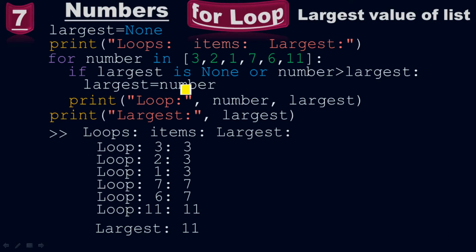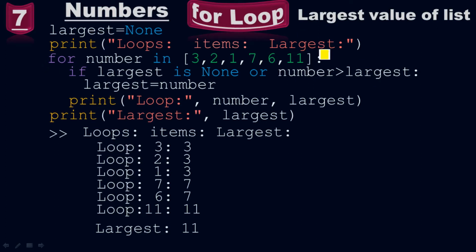What was that number? That number was 7. So 7 is the largest value now. Similarly, when it iterates over 6, 6 is the number by now. What was the previous largest value? The previous largest value was 7. No, 6 is not greater than 7. So if number is greater than largest, if 6 is greater than largest, then largest equals number. But 6 is not greater than 7, therefore 7 is still the largest.